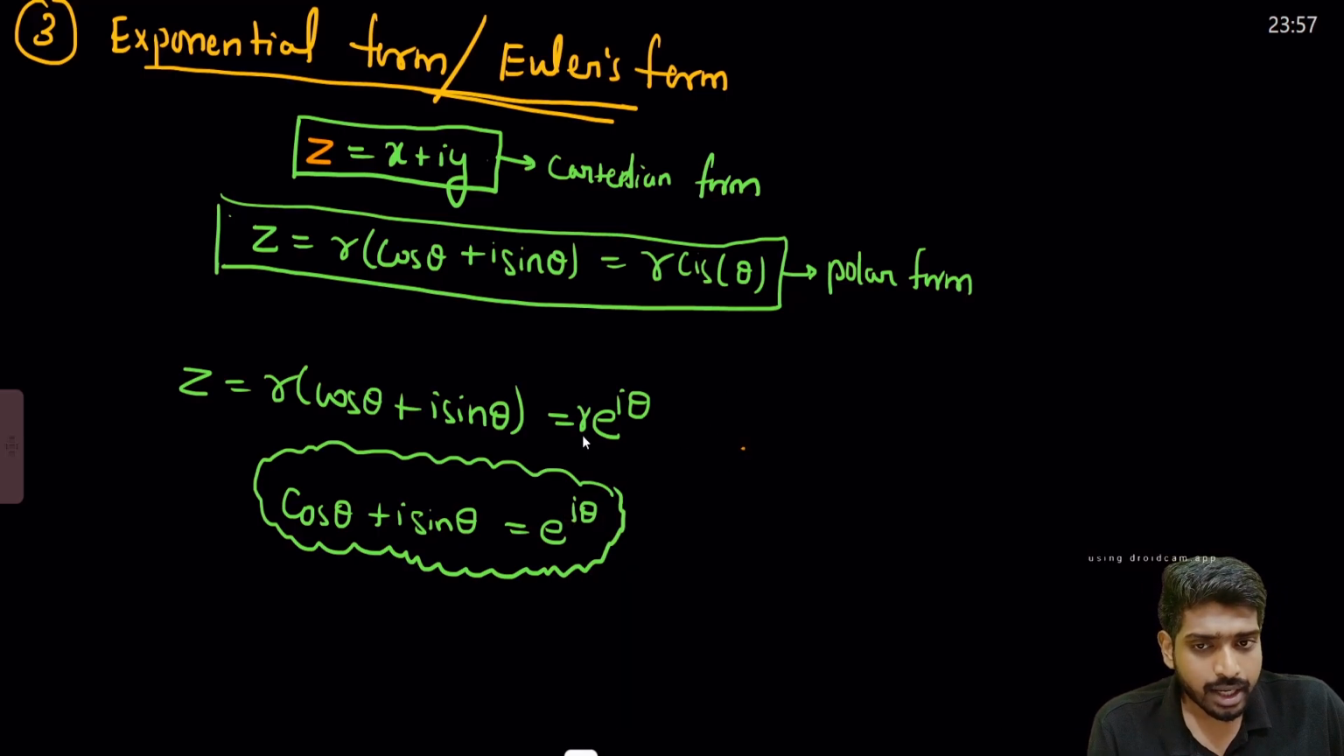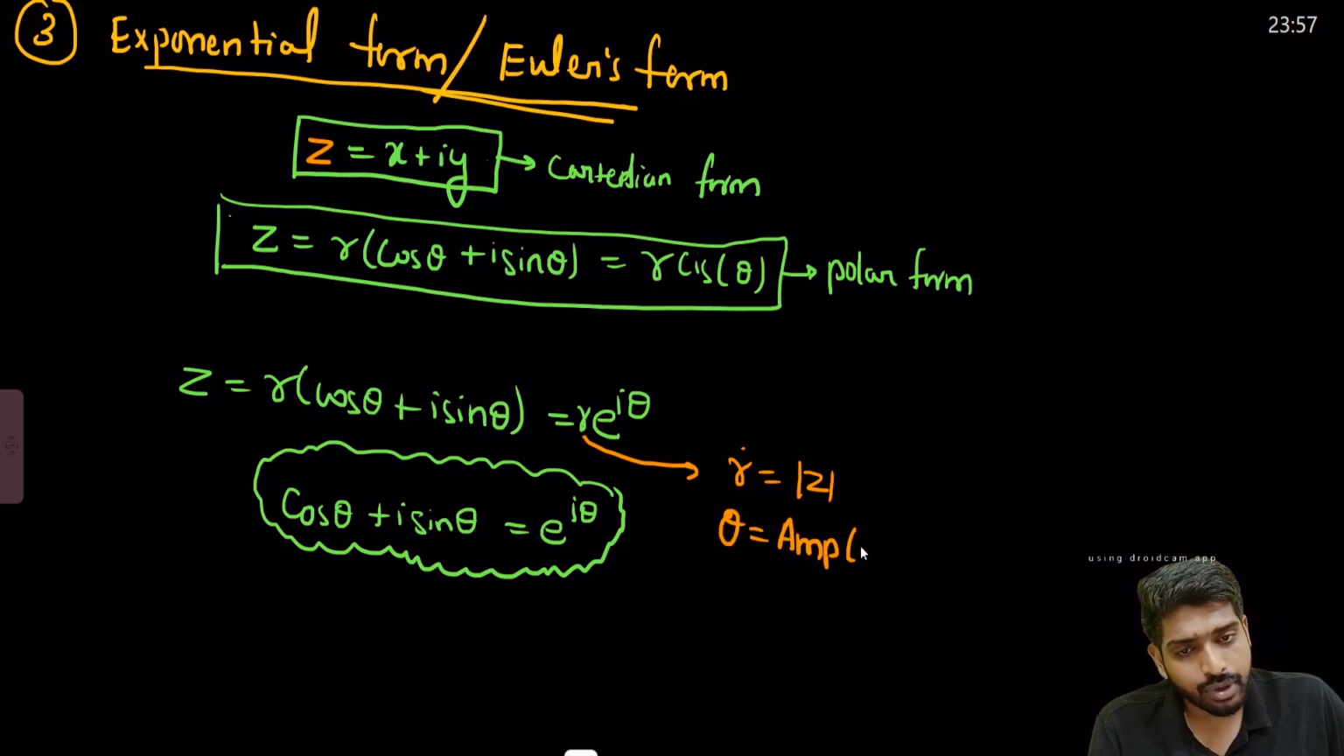Now tell me, what is this r form? This r is nothing but modulus of z. R should be positive as modulus of z is positive. Got it? Now next, what is theta? Theta is nothing but the amplitude of the complex number.